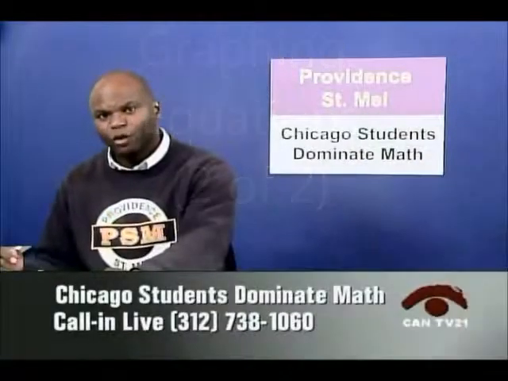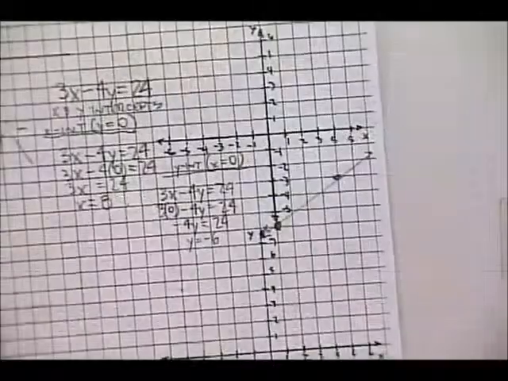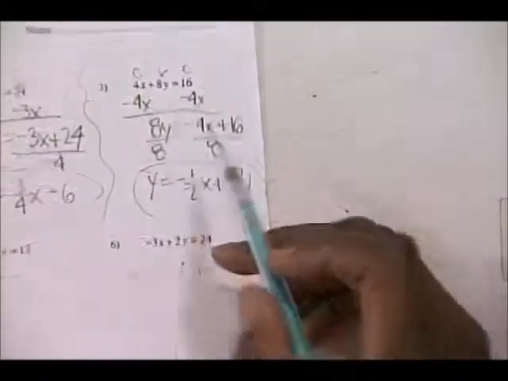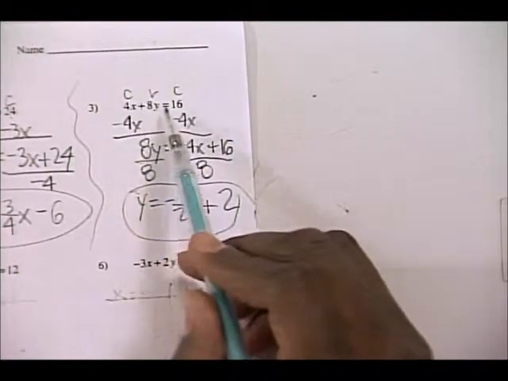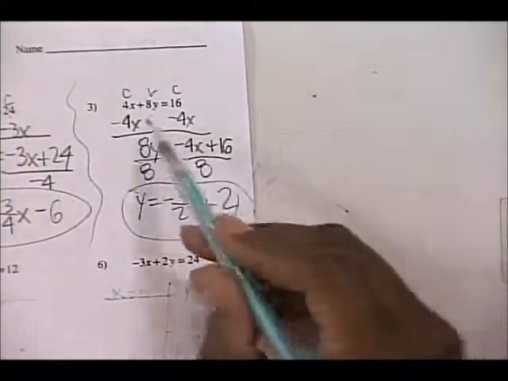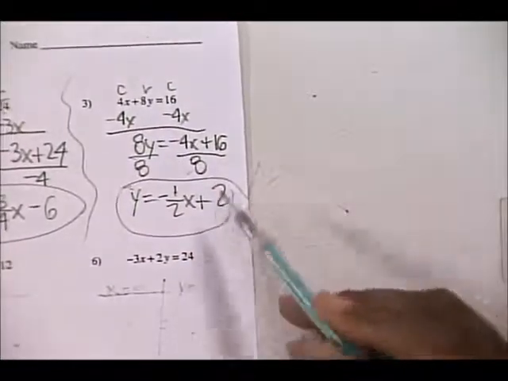Let's move on. We've got one more problem that I think we'll have time for. Let's take a look. This was the original problem: 4x plus 8y is 16.